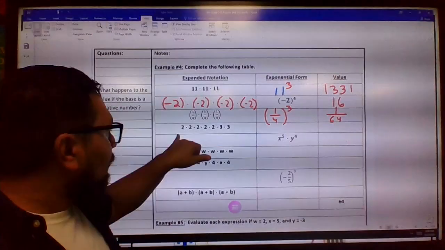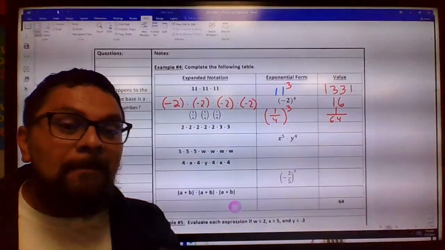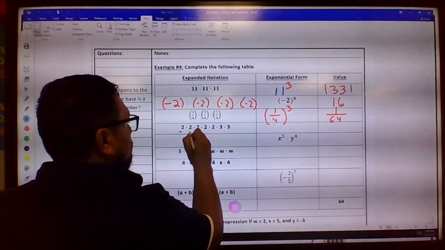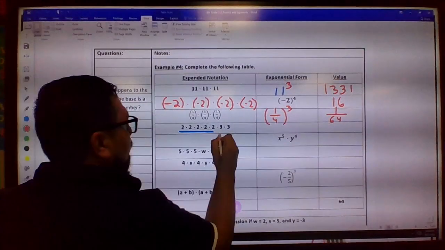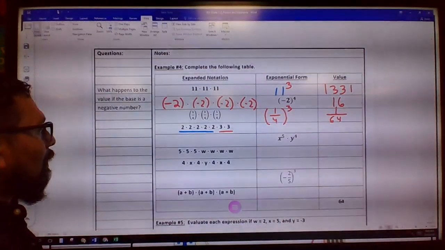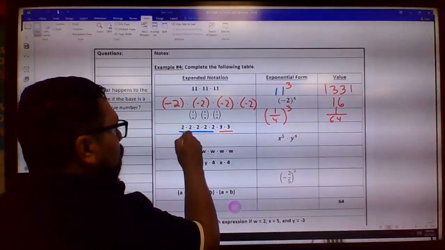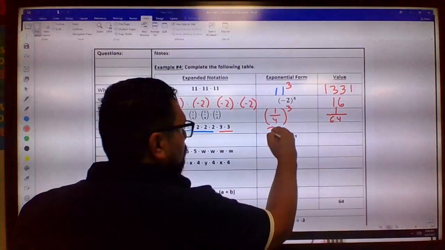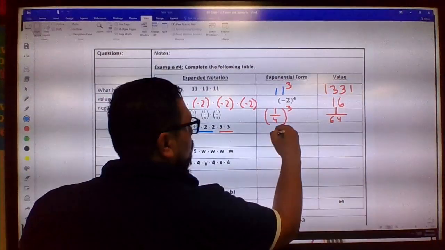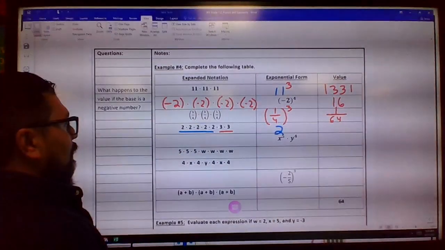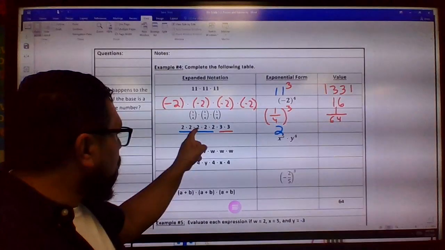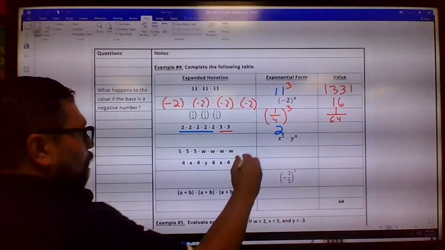All right, now the next one's a little tricky, okay, but it's not that bad. Right here, I see two different bases. I see a 2, and then I see the 3. Okay, it's okay. We can still do this. You got this. So you see the 2 here, right? So here's a 2. Oops, let me put it as blue so it matches it. So 2. And then how many 2s are there? 1, 2, 3, 4, 5. So 2 to the 5th.